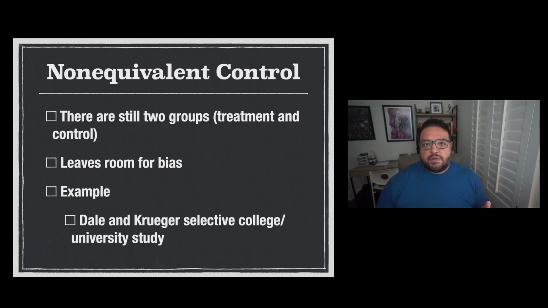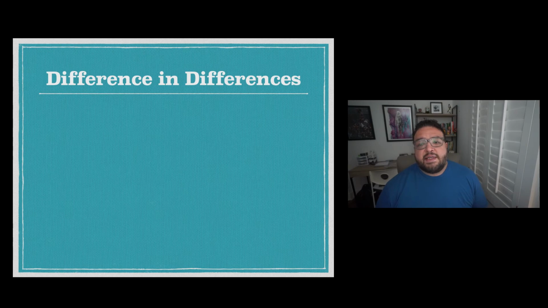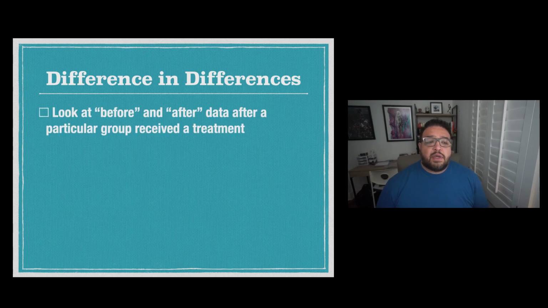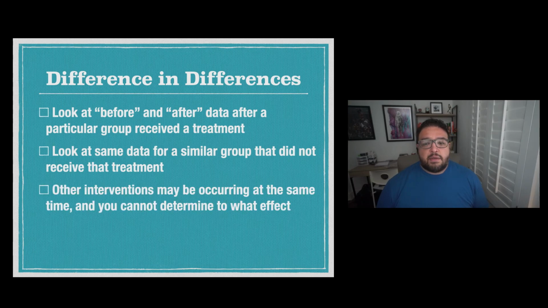You specifically chose the participants that were part of your study. Next, we have the difference in differences, right? This is where you look at the before and after data after a particular group received a treatment. Then you look at the same data for a similar group that did not receive that treatment. What you have to consider when you're trying to find the difference in the differences is that you can't always account for other interventions that may have played a role in the differences that you're seeing, right?